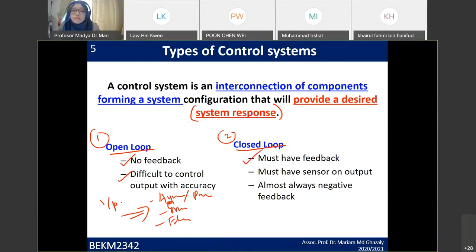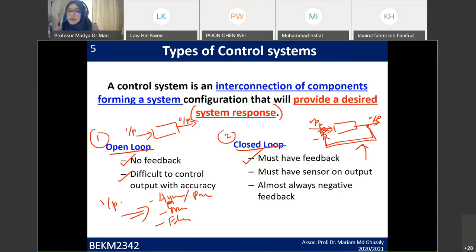Okay, so if open loop is like this, the input, then the output. For a closed loop system, it is like that. You have the input, you have the output, and then remember, I said you will have a feedback, plus and minus. So it must have a feedback. This is actually the feedback line.